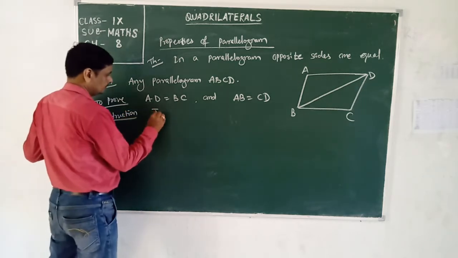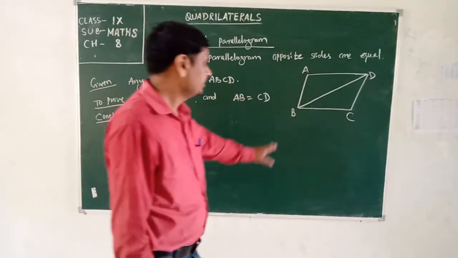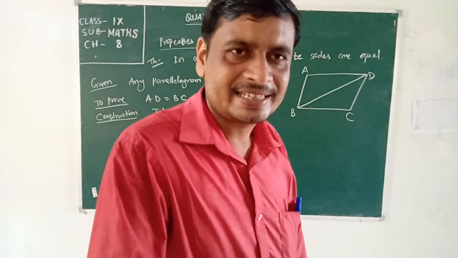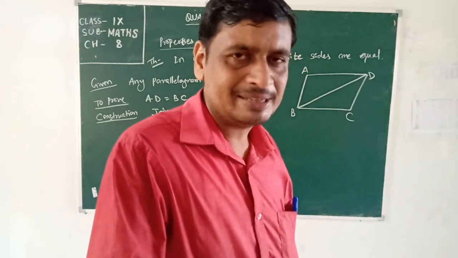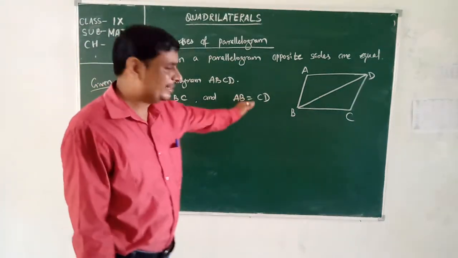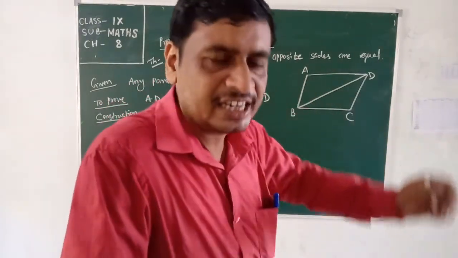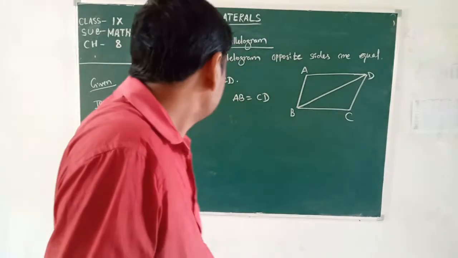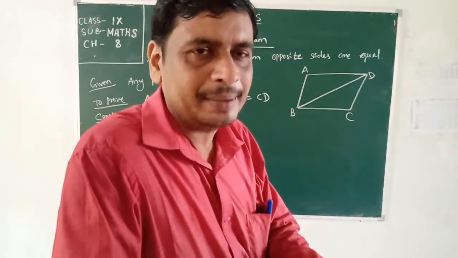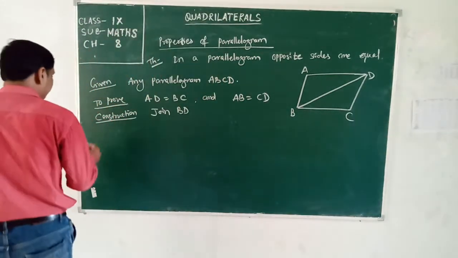Construction. Join BD. Here, this BD is constructed to get two triangles from this parallelogram ABCD. So, how to get AD and BC equal and AB and CD equal? If we make both the triangles ABD and CDB congruent, then we can easily get these two pairs of sides equal by making both the triangles congruent. Next one is proof.